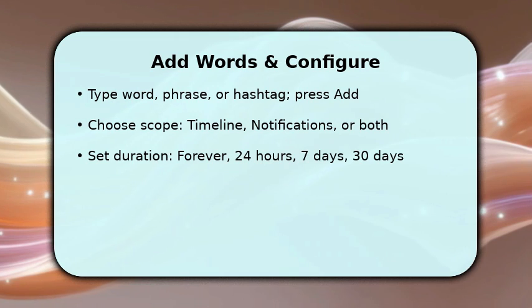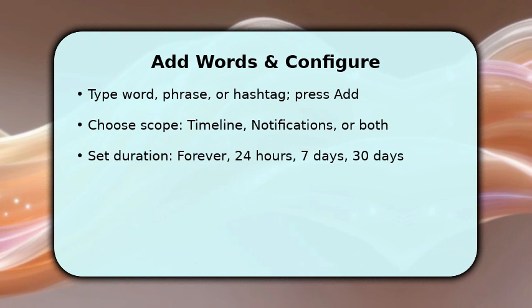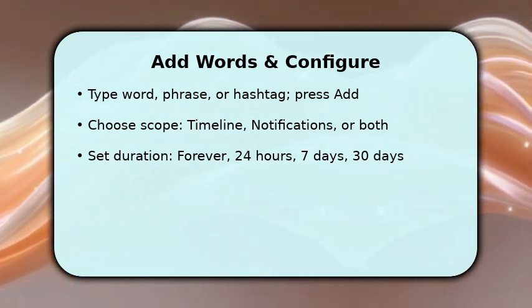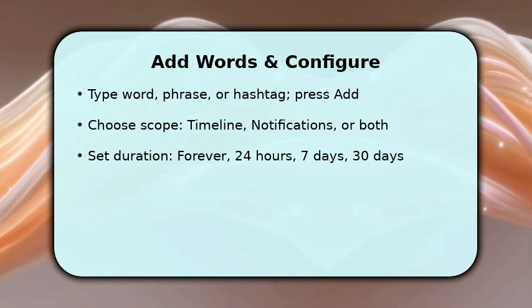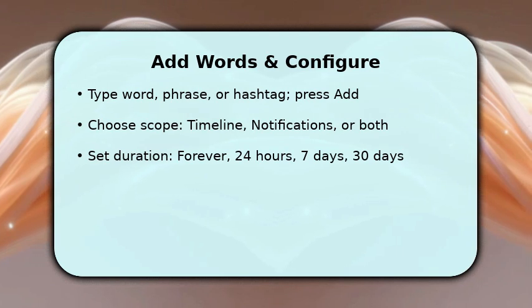After that, select duration. Options include 24 hours, 7 days, 30 days, or forever, so you can test and adjust. Because wording matters, use exact phrases, or broader terms. You finish by reviewing and testing your muted words to ensure they work as intended.